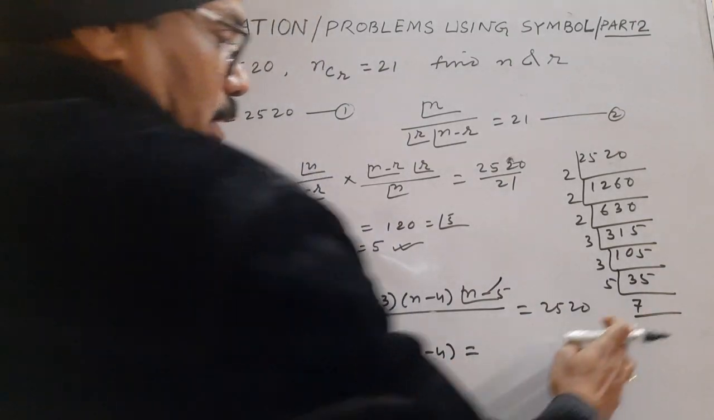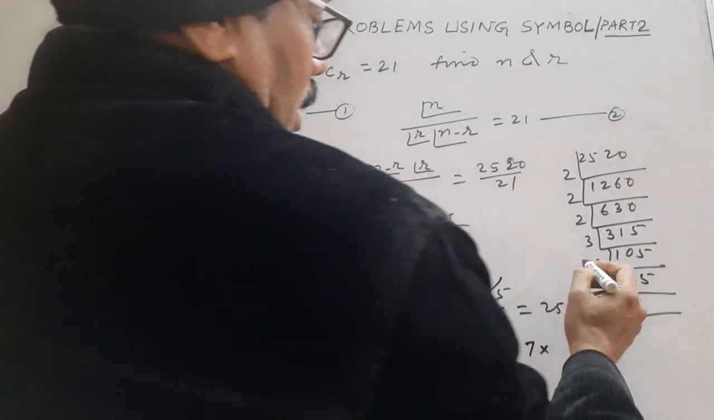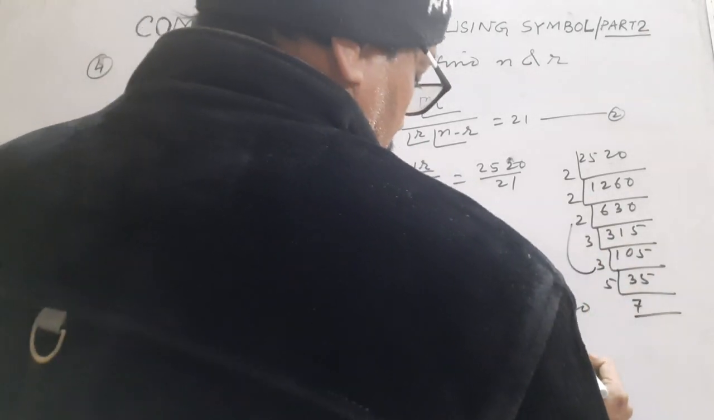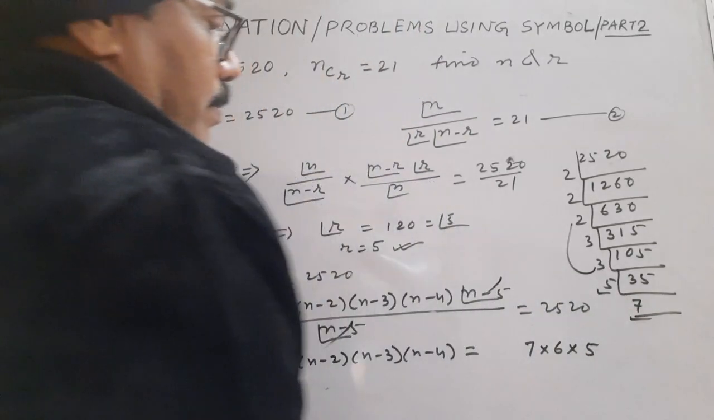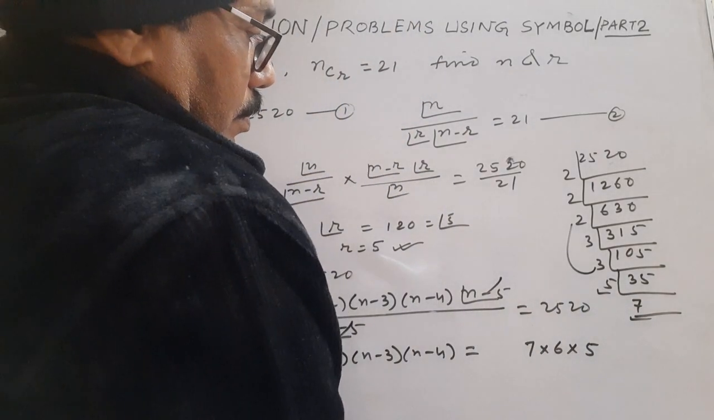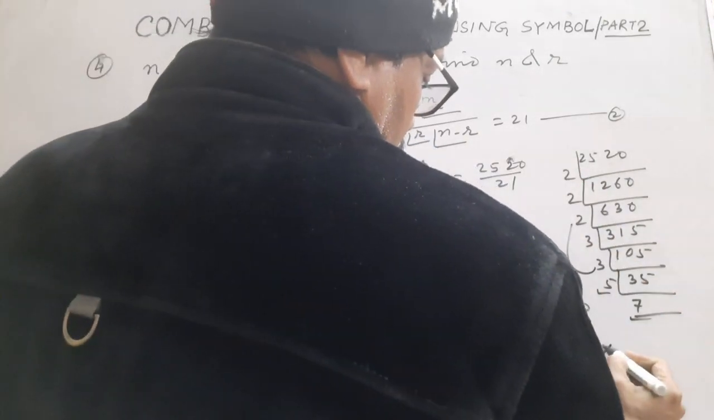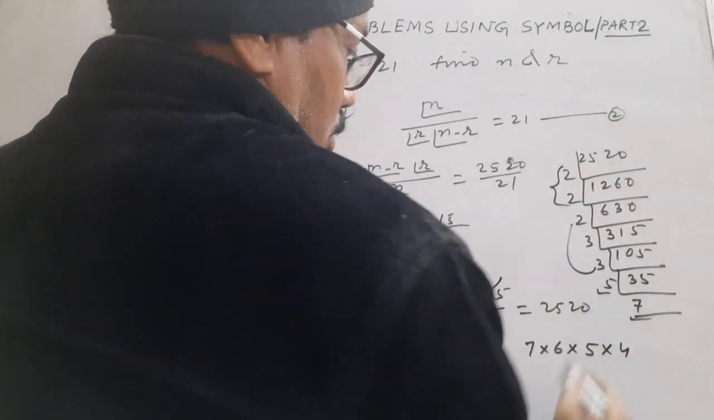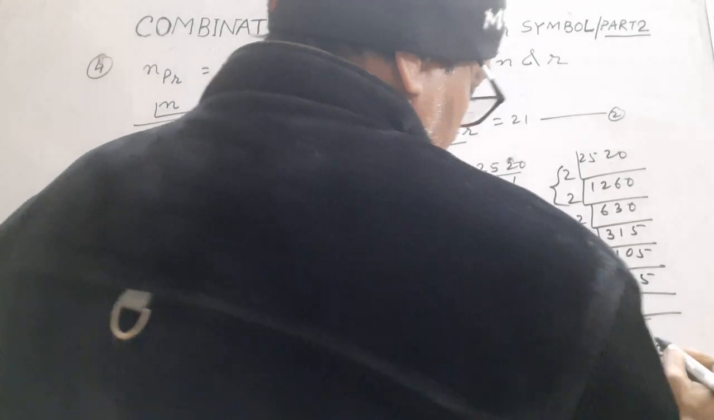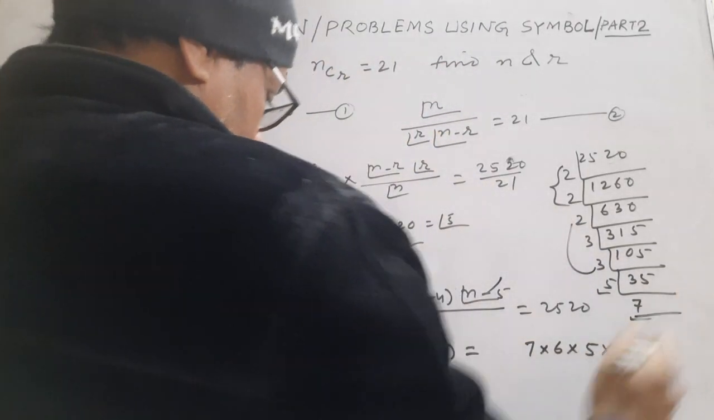So this is 7. So 1 is 7. 3 into 2, this is 6. Then 5, then 5, 2 into 2, this is 4. This is already used, so 1 3 is remaining, this is 3. So 7, 6, 5, 4, 3.